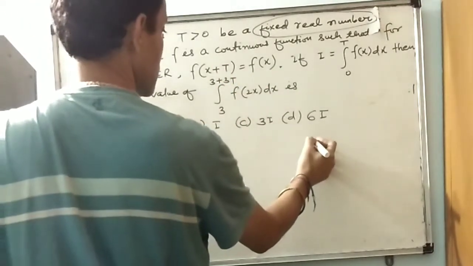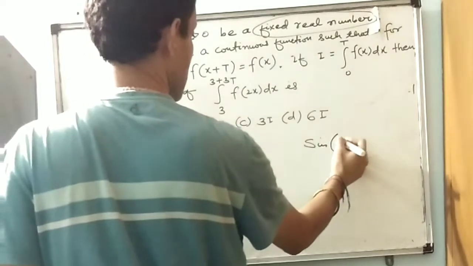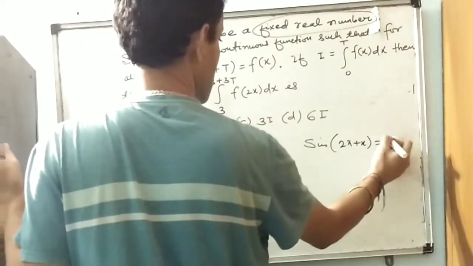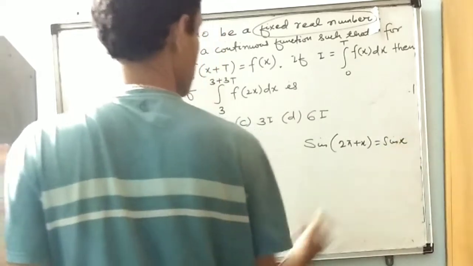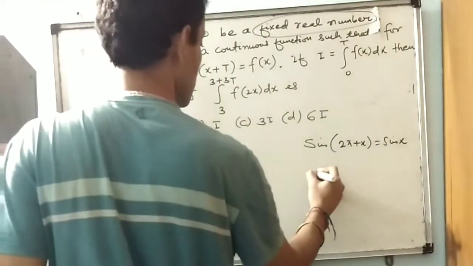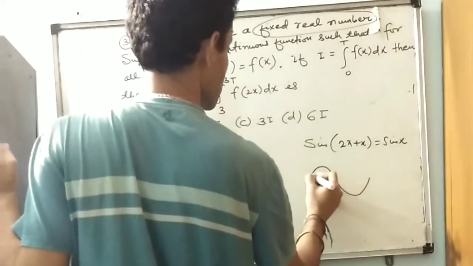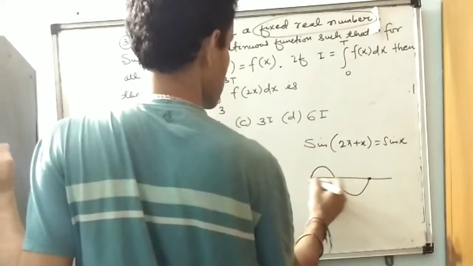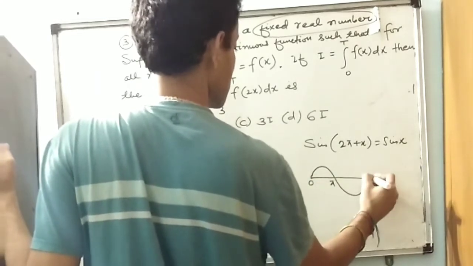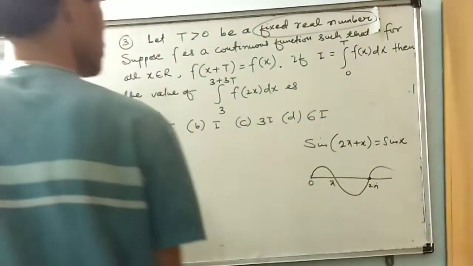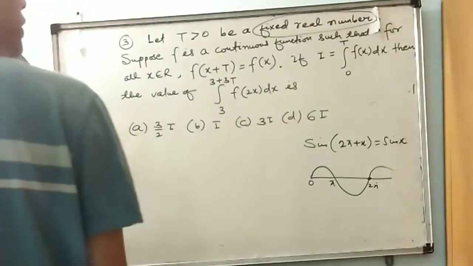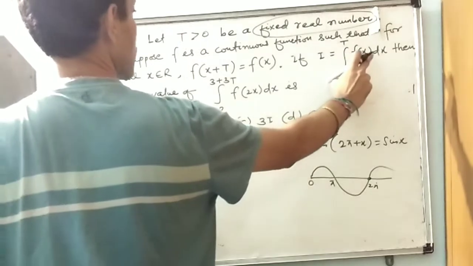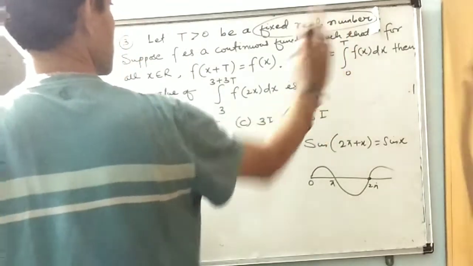A periodic function is like, if I am talking about sine, sine of (2 pi plus x) is giving us sin x. If you look at the graph, you can see the sine starts repeating itself up to this particular point. The same pattern. So that is the meaning of periodicity, repetition of similar nature. Now I is equal to the integration of f(x), with limits 0 to 2T.